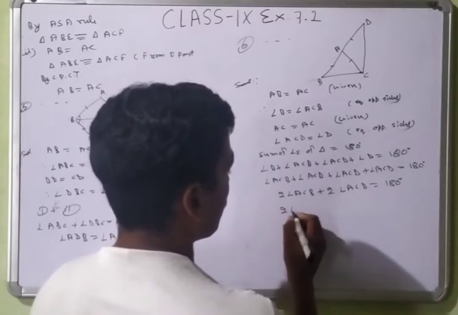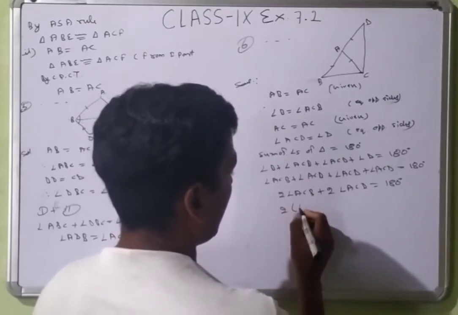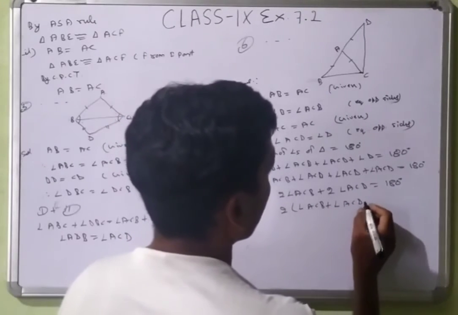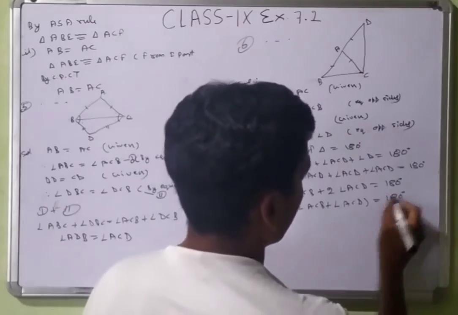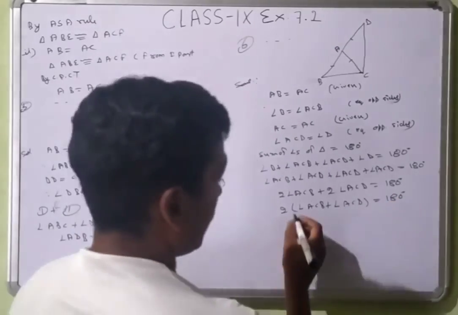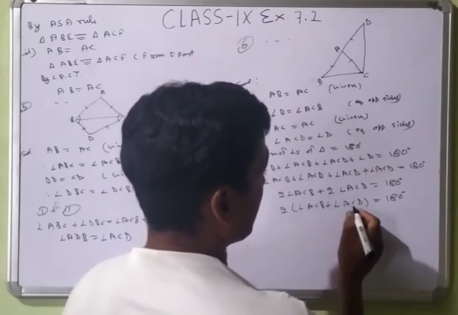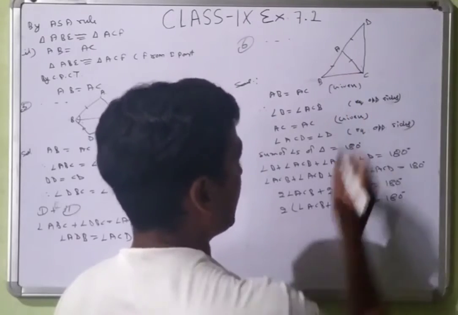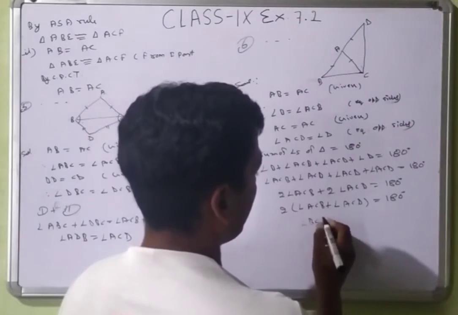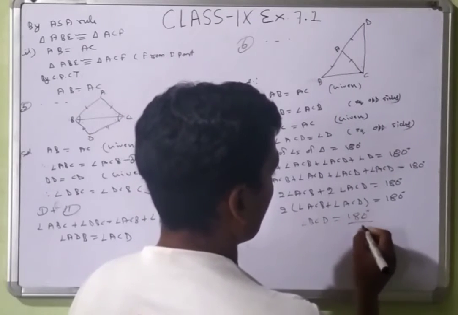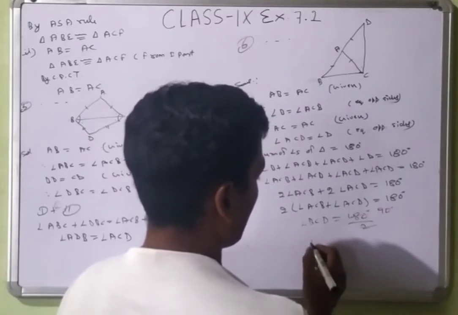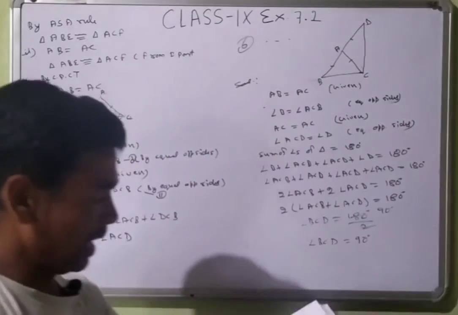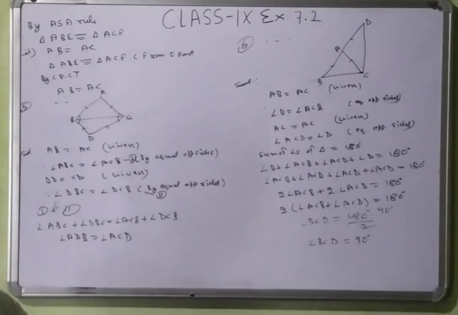Now 2 is common. 2 times angle ACB plus angle ACD is equal to 180 degrees. Now this 2 will go to the other side. When we add angle ACB and angle ACD, that will be angle BCD. So angle BCD is equal to 180 upon 2, so angle BCD is equal to 90 degrees. That is the answer.